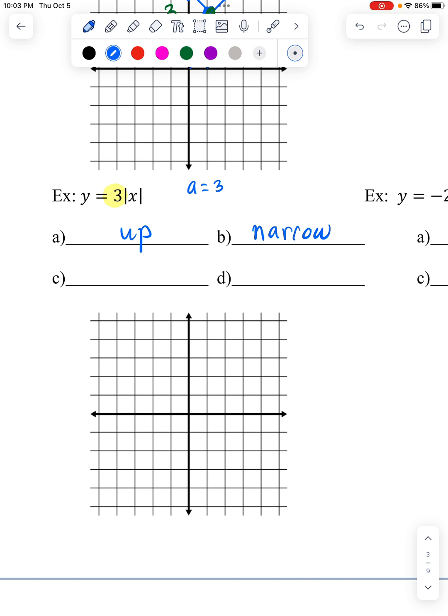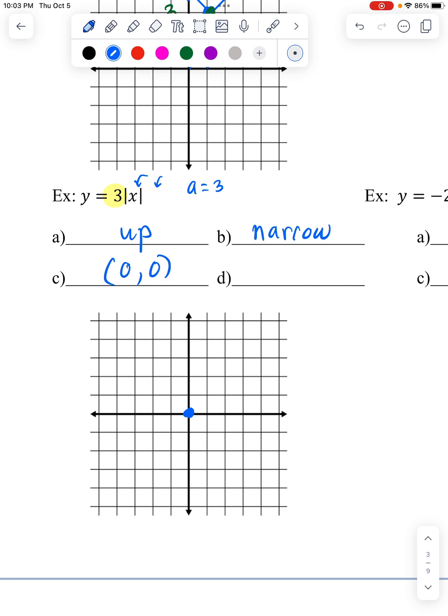Now I'm finding my vertex. Now this might seem confusing, but the A does not factor into the vertex. I use the number in here and the number in here, and there isn't one for either. So then that's 0 inside and a 0 outside. So the origin is actually my vertex still. It hasn't moved left or right or up or down.